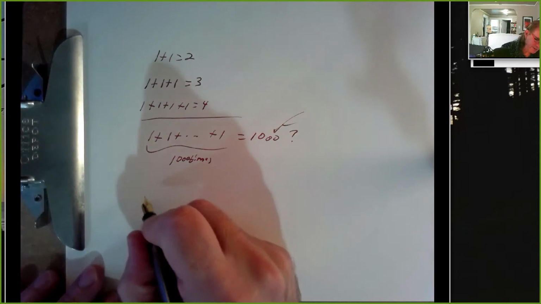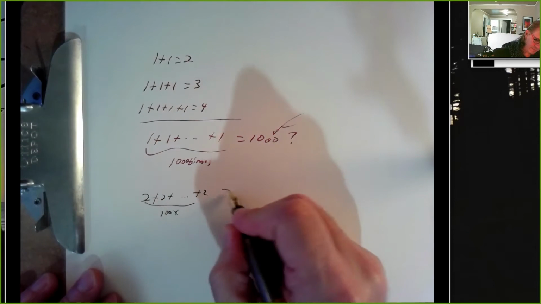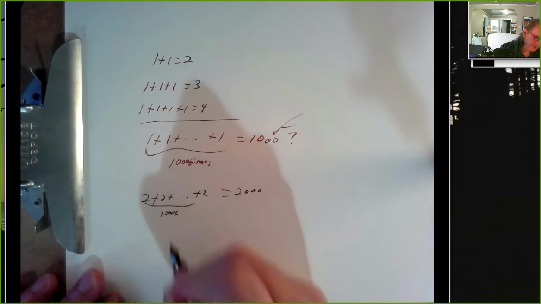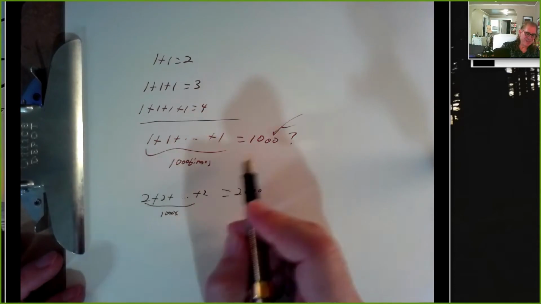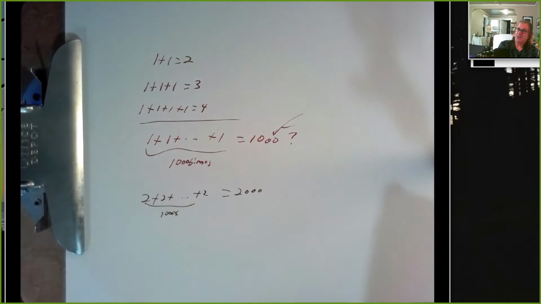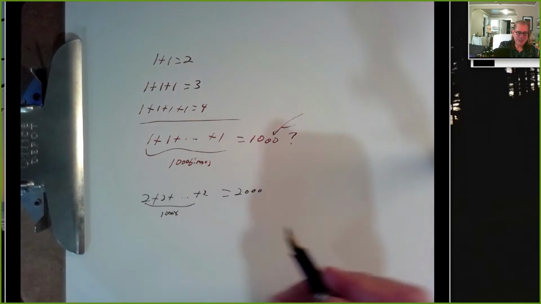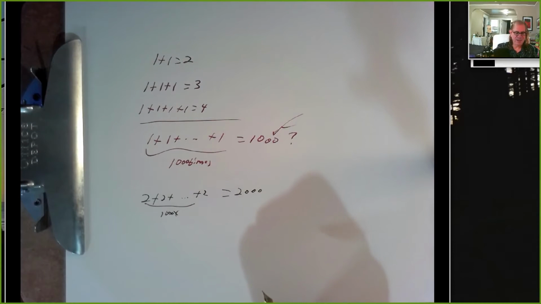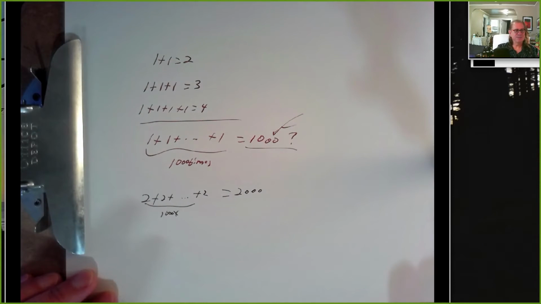Or that would make this equal to 2,000. Yeah, multiplication, right? So when we add something 1,000 times, we're multiplying that something by 1,000. If we add 2 together 1,000 times, we're multiplying 2 by 1,000. And as long as we believe that 1,000 times 1 is 1,000, this is airtight.